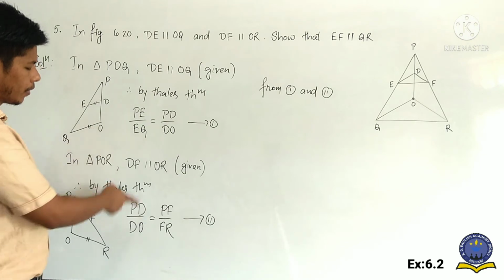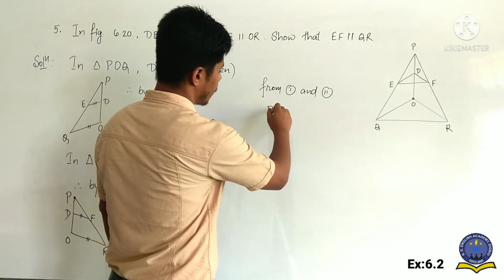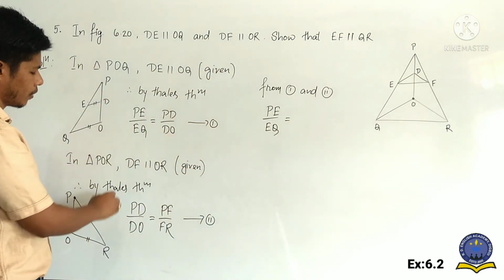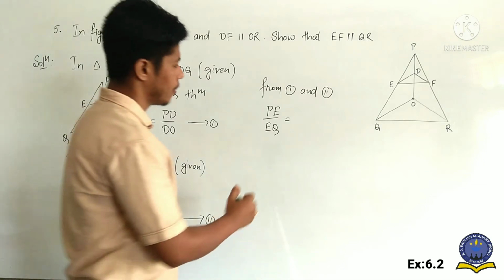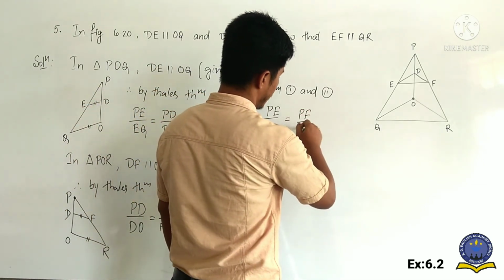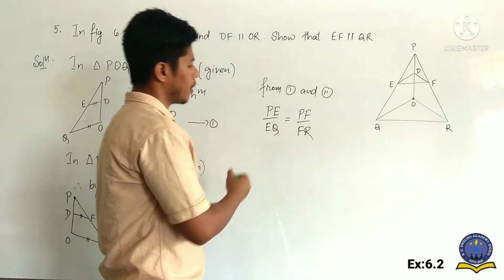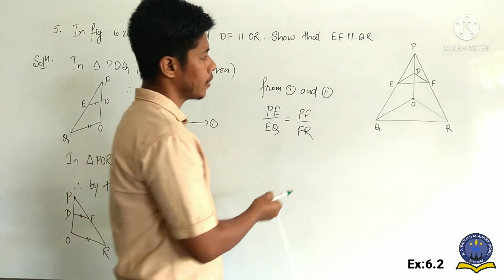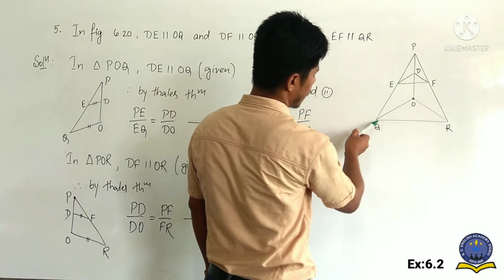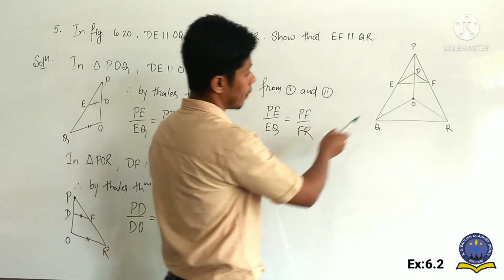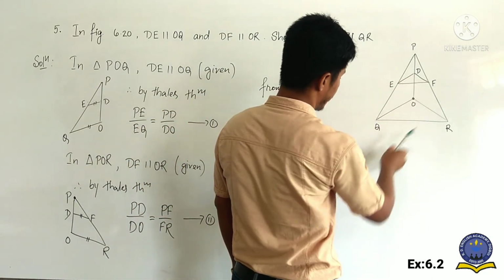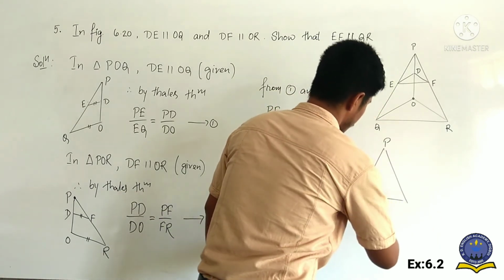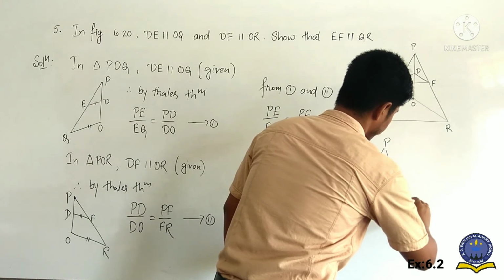So if we compare these two, then easily we can write here PE by EQ is equal to PF by FR. Now if you see this ratio PE by EQ, where is PE by EQ? If you see the diagram here, PE by EQ as well as PF by FR. If we draw the diagram separately, this one is P, this one is Q, and here it is R.